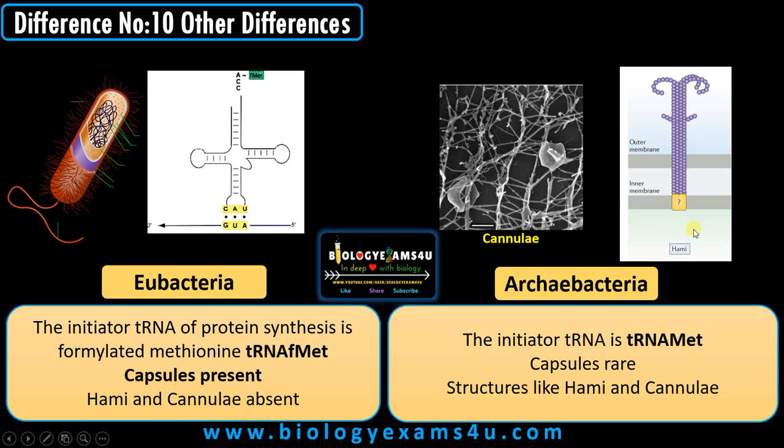There are 2 specific structures that are unique to archaea. The first one is Hami, hook-like projections arising from the cell surface that help in cell-to-cell contact and also attachment to other surfaces in Archaebacteria. Then the second structure is called cannulae. These are hollow tube-like structures that help in cell-to-cell attachment after cell division, helping in the formation of a network of cells. So these 2 structures, cannulae and Hami, are unique to Archaebacteria.